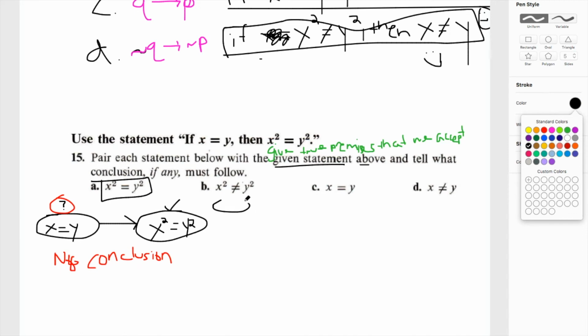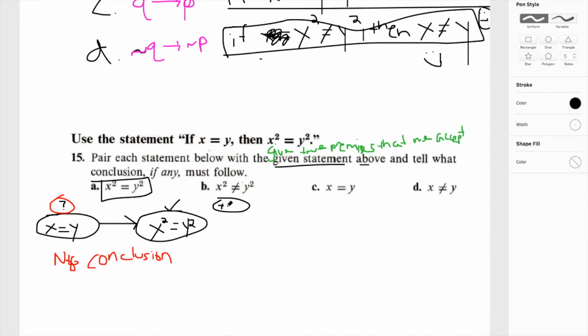Okay, so same thing here, part B. Again, we'll write what we know as a fact. A given statement is this: if x equals y, then x squared equals y squared. You know that this is a true statement, okay? But whatever situation we're analyzing right here, we happen to know that x squared doesn't equal y squared.